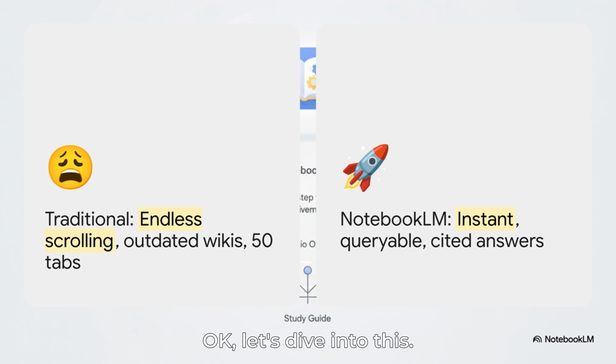Okay, let's dive into this. The traditional IT search is, well, it's a chaotic drill. It's endless scrolling, guessing the exact right keywords, and having 50 different tabs open, just praying one of them contains an updated runbook. But Google NotebookLM changes the game entirely. It completely transforms those fragmented, static pages into a dynamic, queryable AI assistant. It acts as this incredible reasoning layer over your data, giving you instant, cited answers exactly when the pressure is on. You're no longer hopelessly searching, you are directly collaborating with your infrastructure's historical knowledge base.